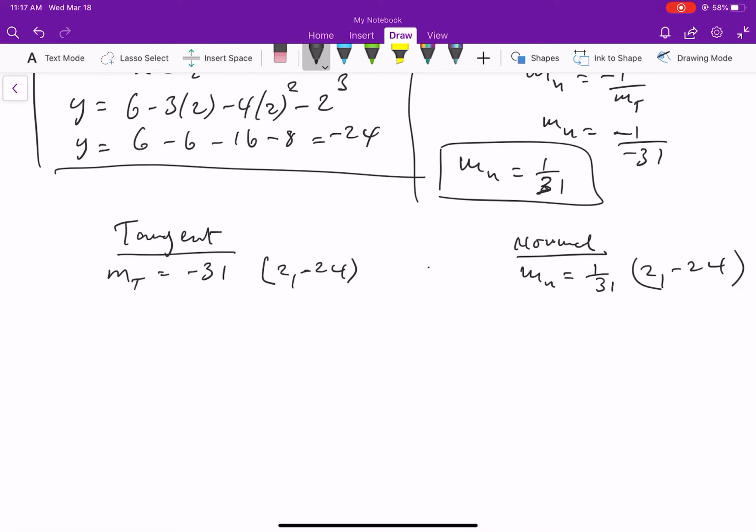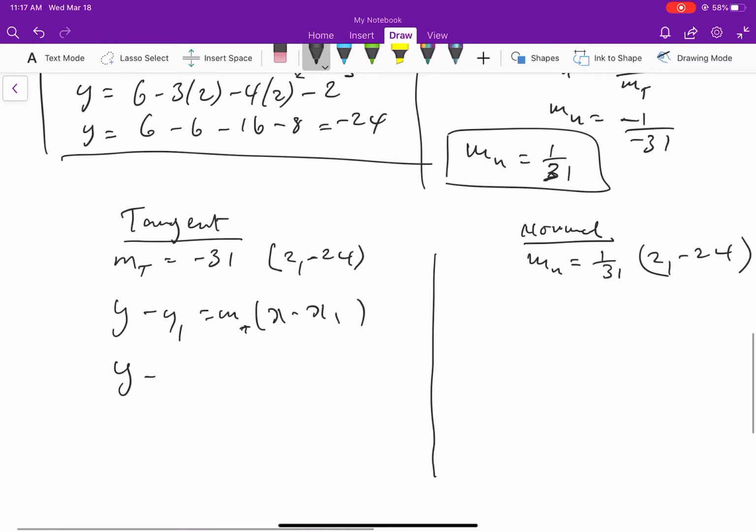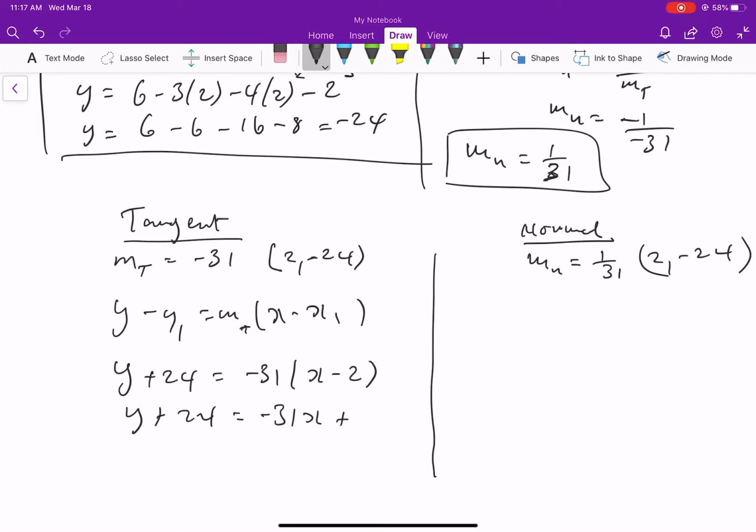I'm not there. So I will invoke the point slope form of a line, which is y minus y1 is m into x minus x1. In this case, it will be m sub t, because I'm finding the equation of the tangent. So therefore, y minus a minus 24, that's y plus 24, is equal to minus 31 into x minus 2. Y plus 24 is equal to minus 31x, and this looks like a plus 62.